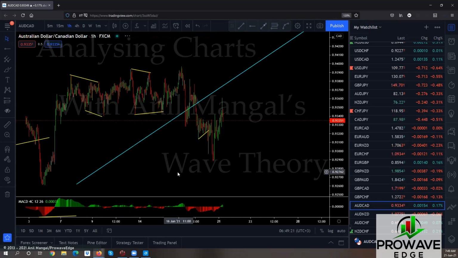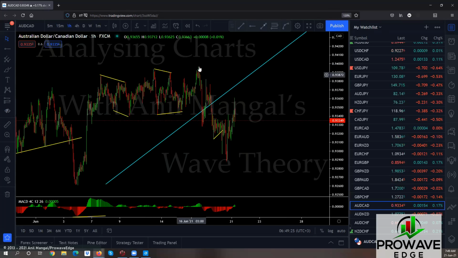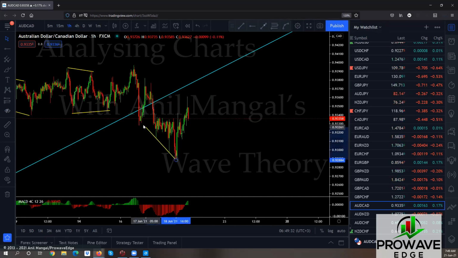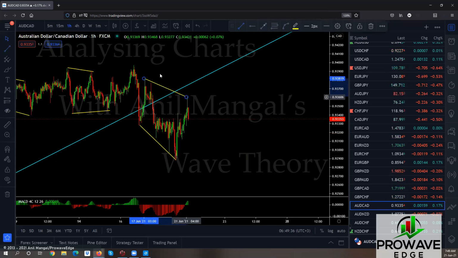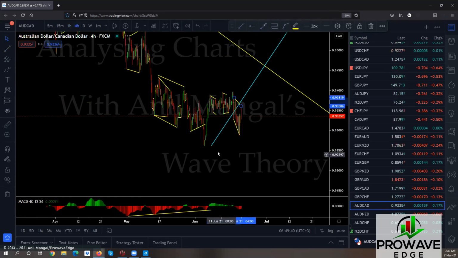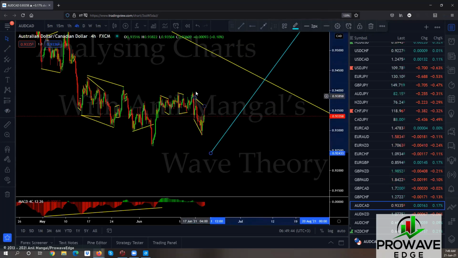Aussie CAD looks upside, it broke out, but it didn't go, and now they're dropping. So let's see what we have here. Could this be a running flat? I think it's very likely a running flat in the middle here. And if that's the case, then we're going to make one more low here. That is all the correction you get.